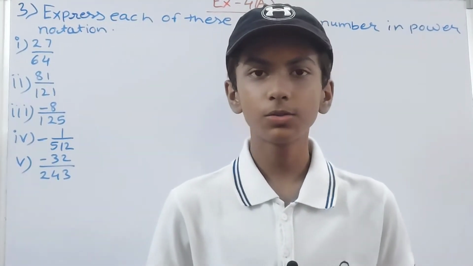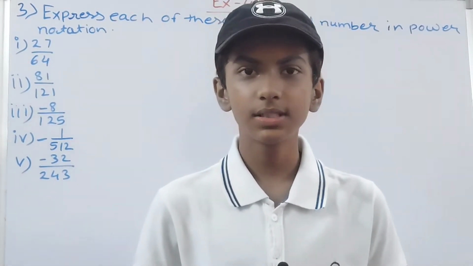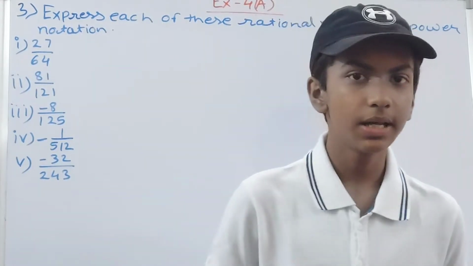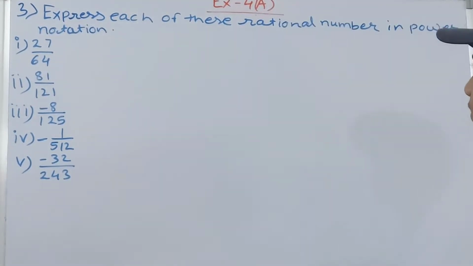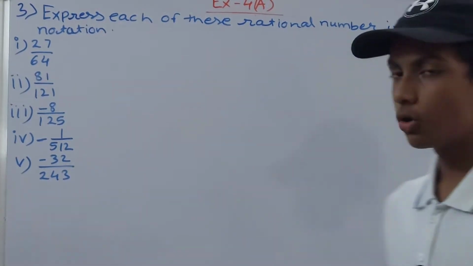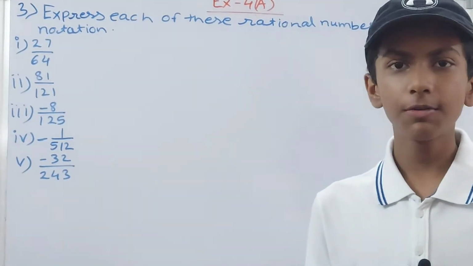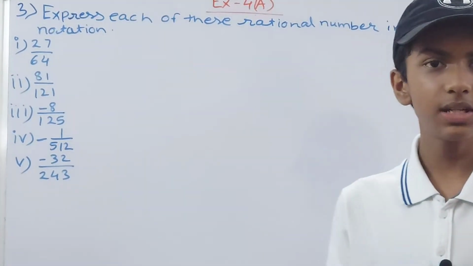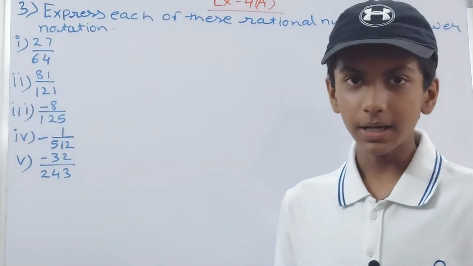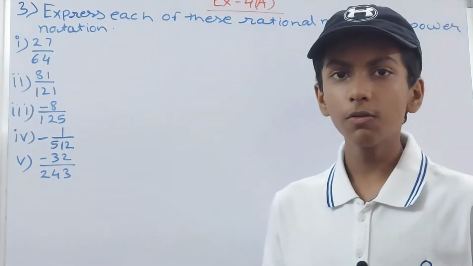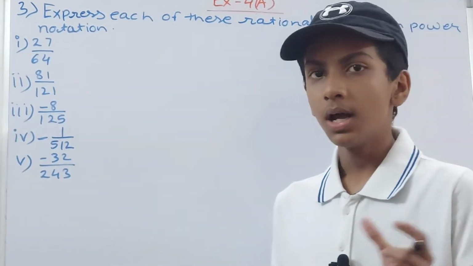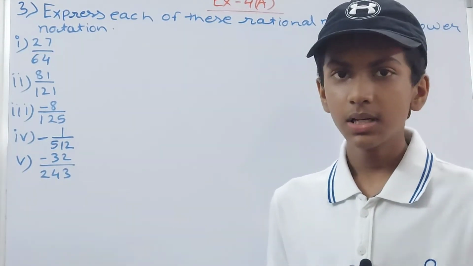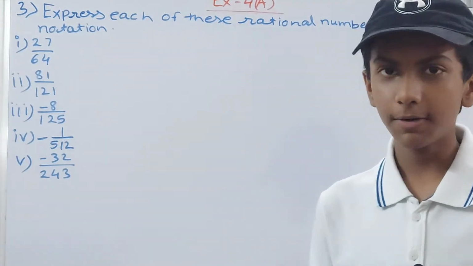In this video, we are going to solve ICSE Mathematics Class 7 Chapter 4 Exponents Exercise 4A question number 3. This one says express each of these rational numbers in power notation. Power notation means we have to give a power to our rational numbers. So if we have a fraction, a rational number, we will prime factorize our numerator and the denominator separately. Prime factorize means factorize by them only the prime factors.